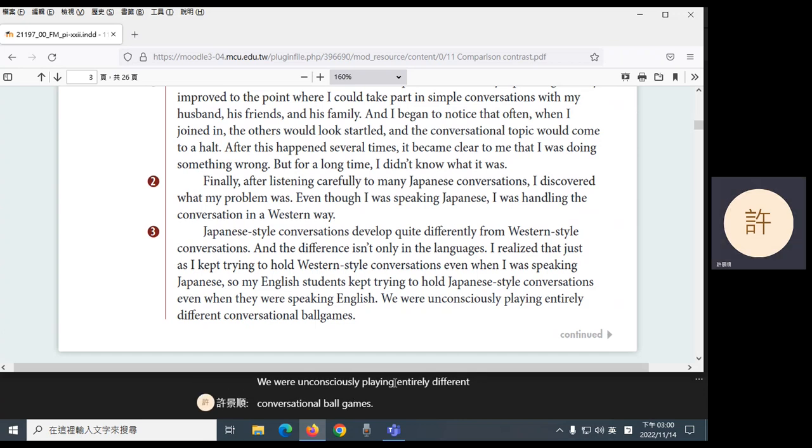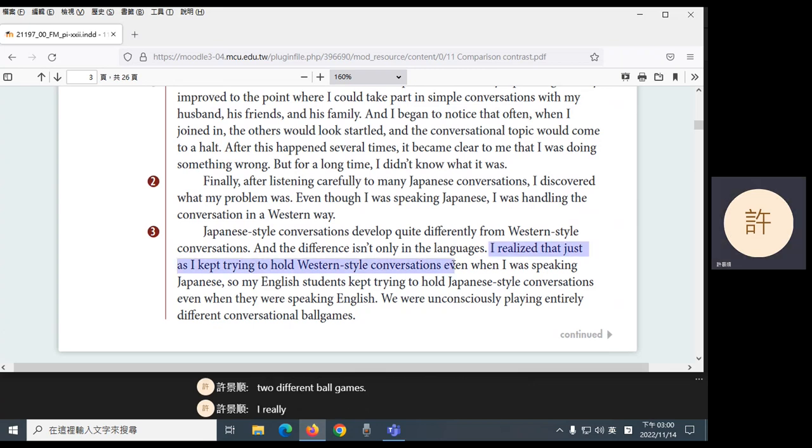So this third paragraph is also part of the introduction. It introduces the main idea that conversations are like ball games, 球类运动, and that Western style and Japanese style conversations are two different ball games.